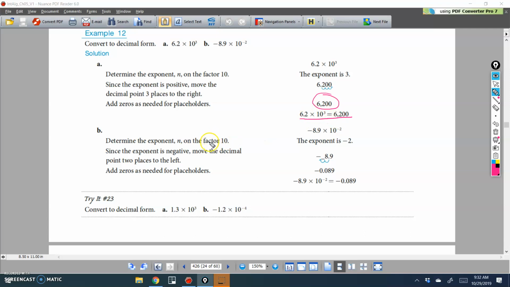What about if your exponent is negative? So what does negative 8.9 times 10 to the negative 2 look like? Well, there's the decimal point. Negative 2, so I'm going left, 1, 2. That space we're going to fill in with a 0. So negative 8.9 times 10 to the negative 2 becomes negative 0.089. So this number says move this decimal point 2 places to the left. This number says move the decimals 3 spaces to the right, and where blank spaces occur, put in zeros.